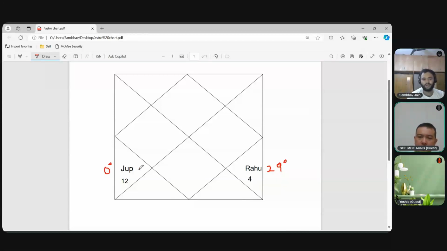Point number one. Jupiter is at 0 degrees and Rahu is at 29 degrees. So Jupiter is heading towards Rahu, and Rahu is a natural retrograde planet coming back towards Jupiter. Both have a long distance to cover towards each other. So the impact of Jupiter on Rahu and Rahu on Jupiter, the impact of both on each other, will be for a long time, for long years.